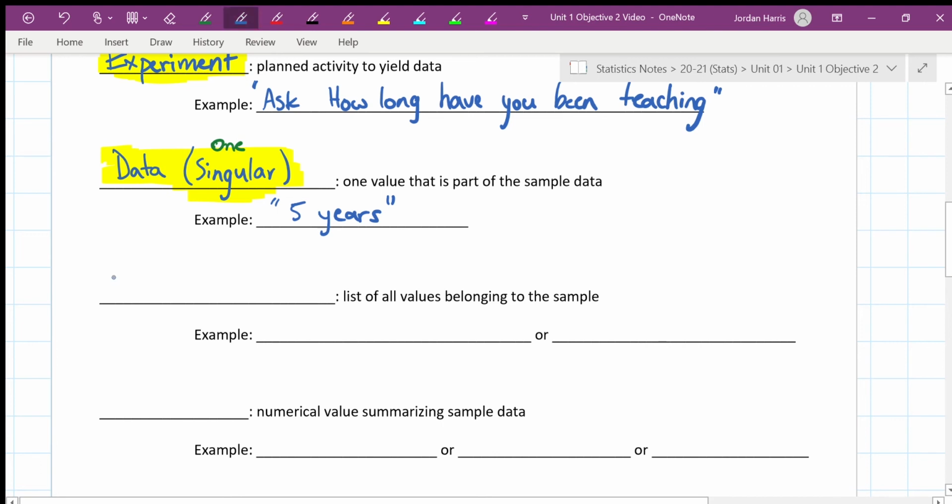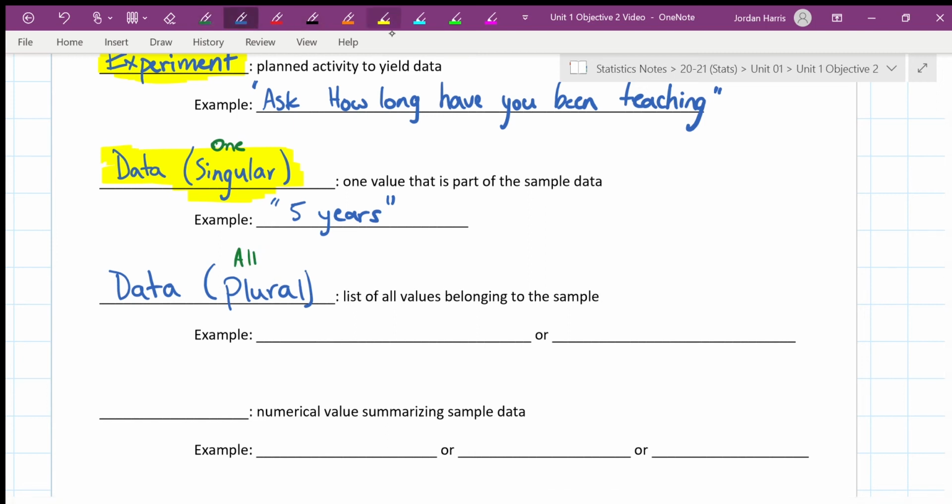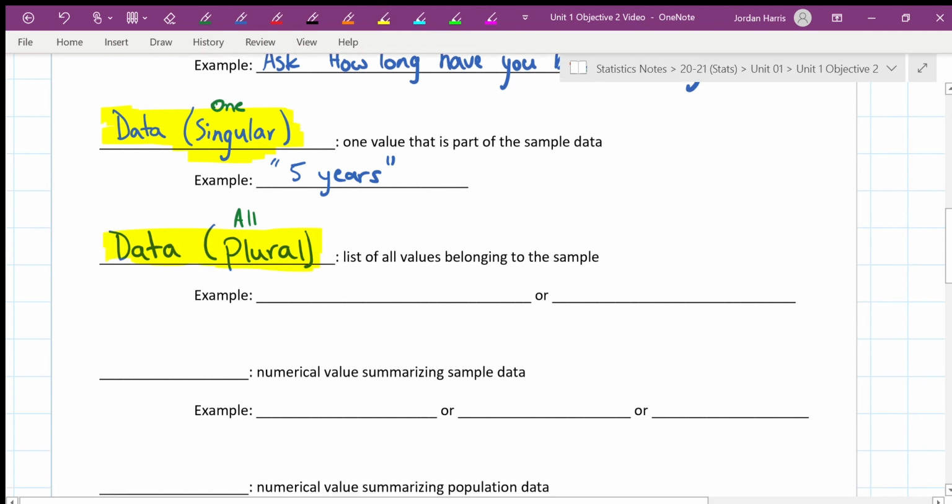So that's what our second word is. It is also the word data, but we're talking about the plural form of data. Okay, meaning all the data. Okay, when we talk about the plural form of data, it means all the data we want. So it's all the values belonging to the sample. Okay, so we would make a list of the data points.